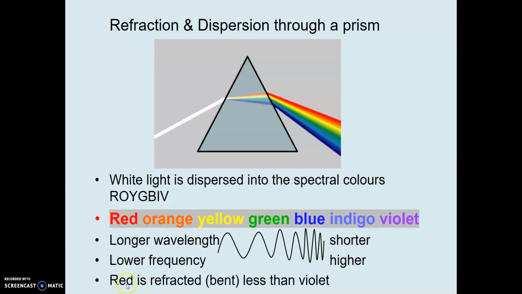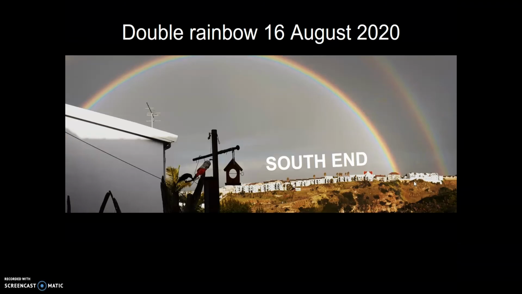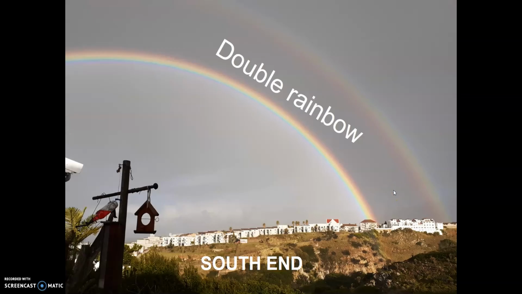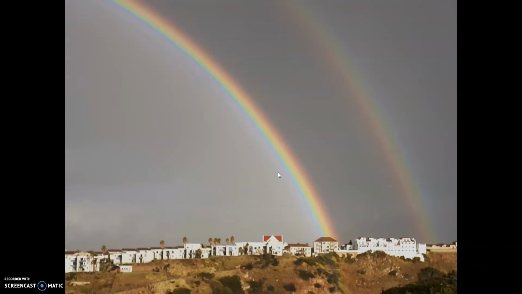And the red rays are refracted or bent the least, so that is why it splits white light up, causes the spectral colors. Here we have a beautiful double rainbow, and here's one taken recently in Southend from my backyard. There's Fort Frederick as a landmark. Isn't that beautiful?